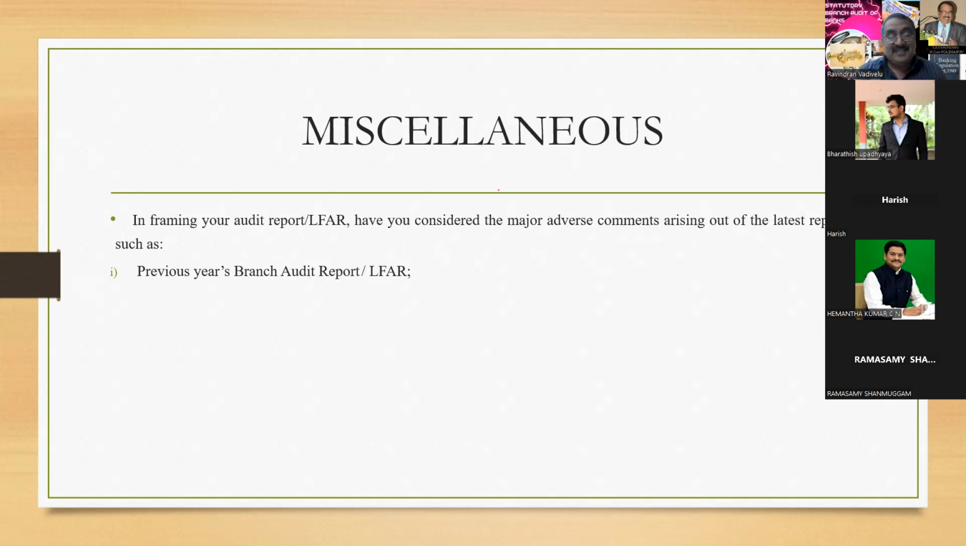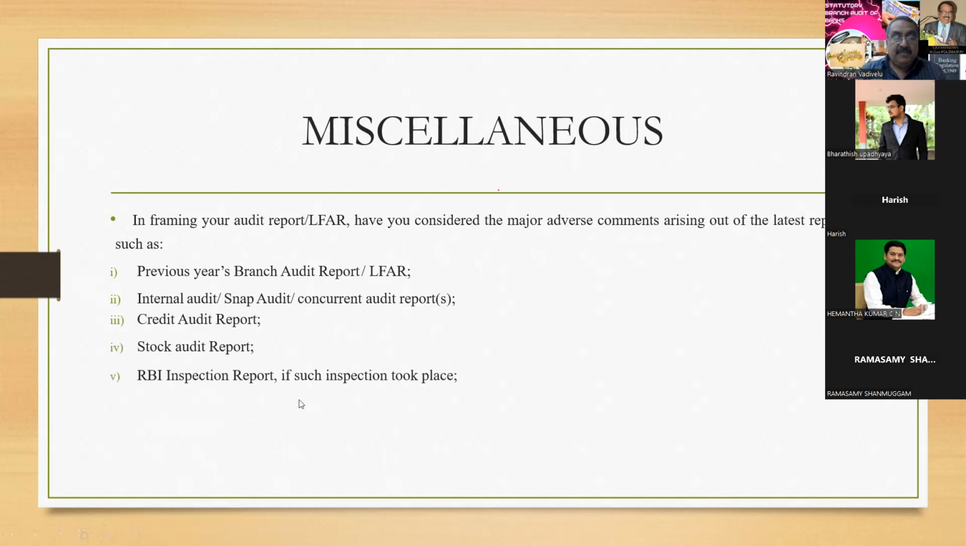Then some auditors say that it is very difficult for us to rectify those things, but anyhow, there is no other go. We have to give a nil report. So we have verified everything, and few things still the branch has not fulfilled. So you have to verify the previous year auditor's report, and internal audit, staff audit, concurrent audit reports, credit audit report, and stock audit report, everything that I will cover in another area of the presentation, and RBI inspection report if such inspection took place.